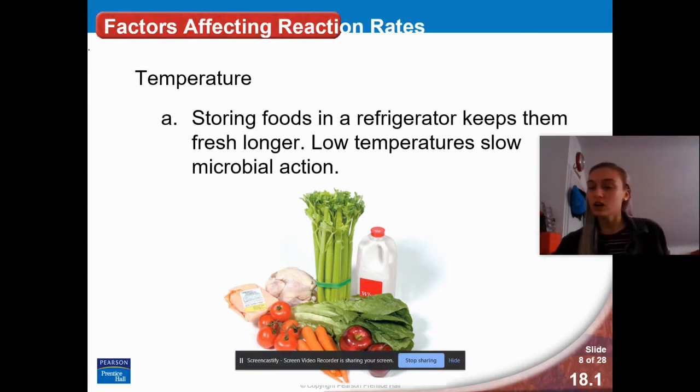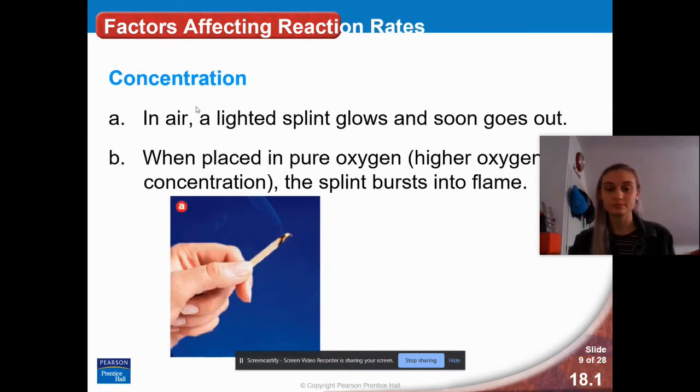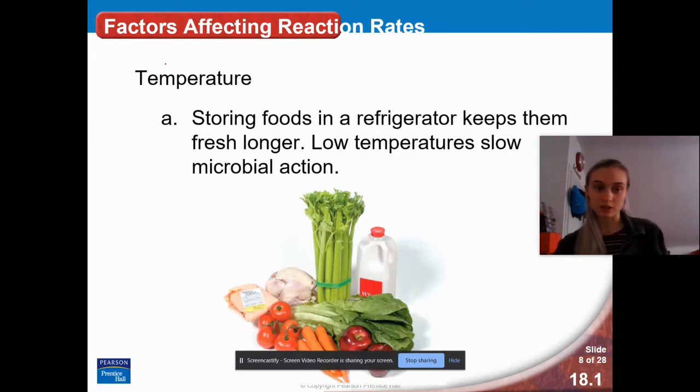We basically halt those chemical reactions that the bacteria are trying to do by decomposing our food, because the bacteria need a certain temperature to be able to do that. But when we put it in the fridge, it's too cold for the bacteria to do that reaction, because remember, low temperature, low kinetic energy. So that's why we put food in the fridge, to slow the rotting down. So this is an example of temperature.